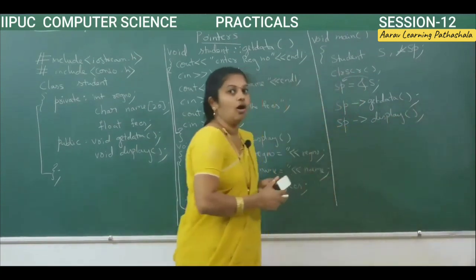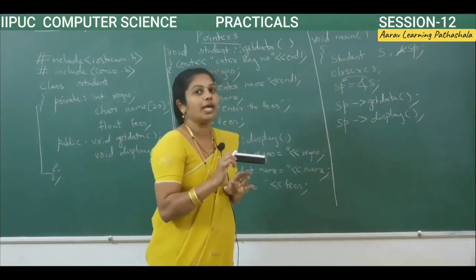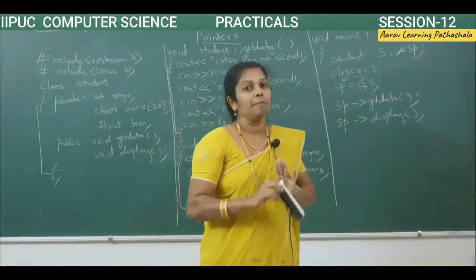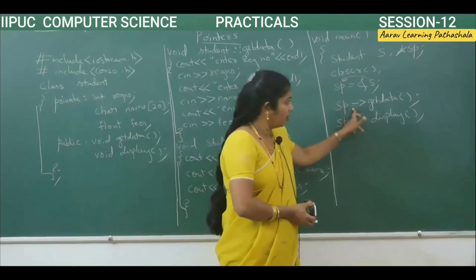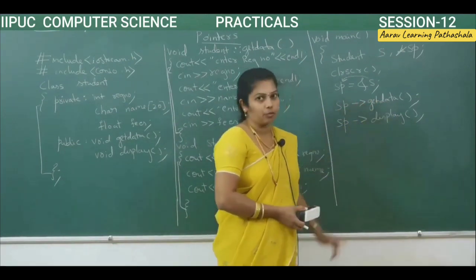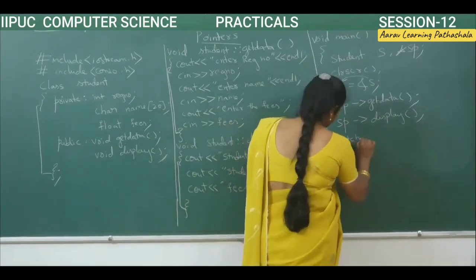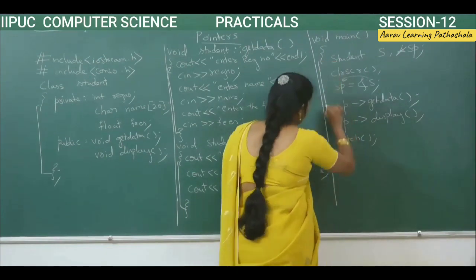Display function. Here we are not doing any calculation. We just input the values and just display the values. For that reason we do not require a compute section. Only the object pointer calls the functions with the arrow operator, that is the get data function and one more, the display function. Then next getch, close the main program which you opened.